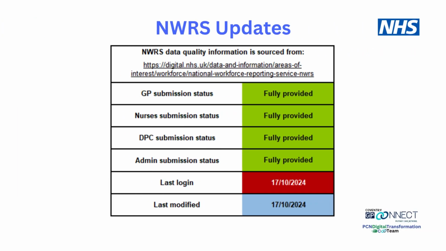Step 8. National Workforce Reporting Service Database. The next panel reflects updates in the NWRS database. They have included the NWRS web link for you. Typically, the first 4 fields are green if submissions are provided and are complete. Key fields to monitor here are last login and last modified. Recommendation: log into the NWRS database online quarterly to update any workforce changes.